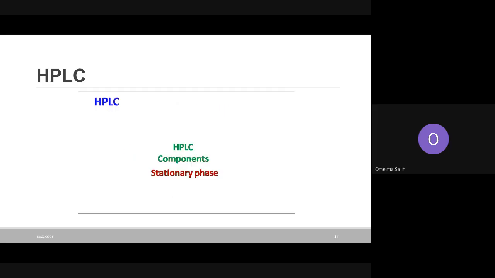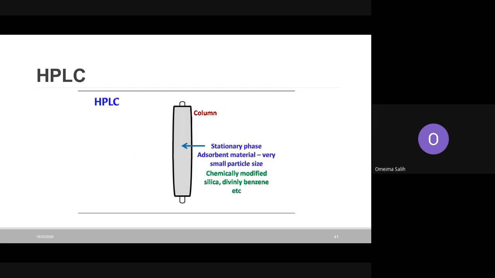The stationary phase. As discussed earlier, the stationary phase is made up of an adsorbent material that has a very small particle size. The particle size is kept uniform to obtain a better performance. Usually, chemically modified silica, divinyl benzene, etc. are commonly used as a stationary phase.